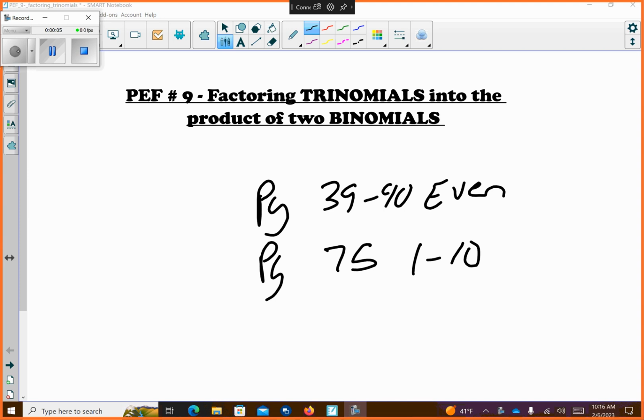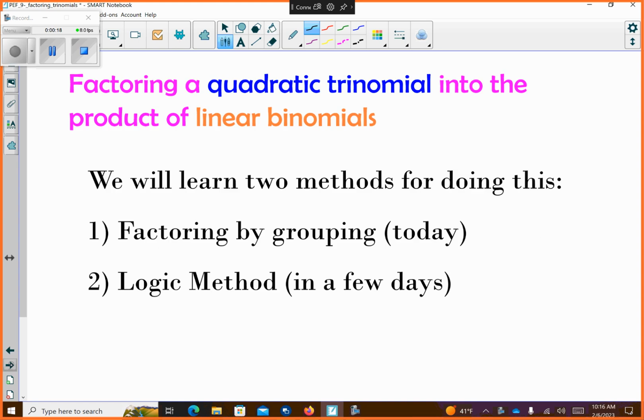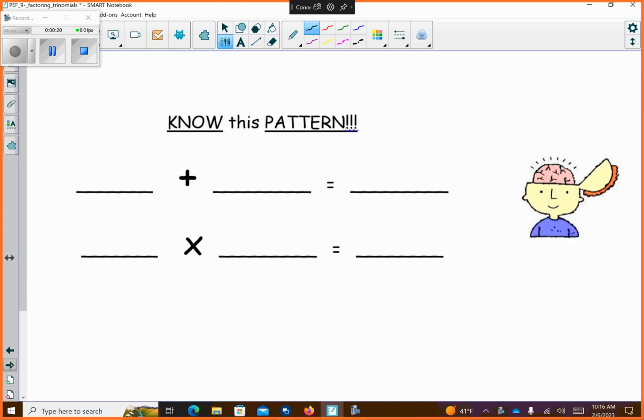And then 75, 1 through 10. So, talk to me. What did you see on page 39 and 40 that I could help you with? Page 39 and 40, what can I help you with? 16, you got it. And 22. 16 and 22, cool.